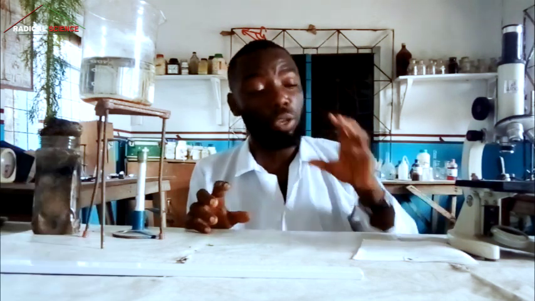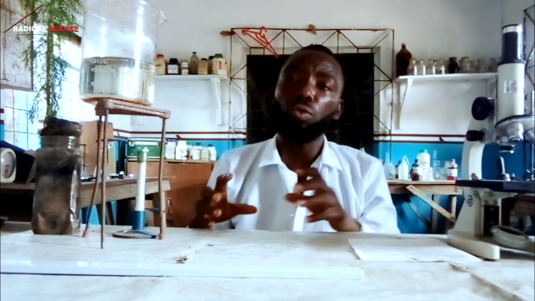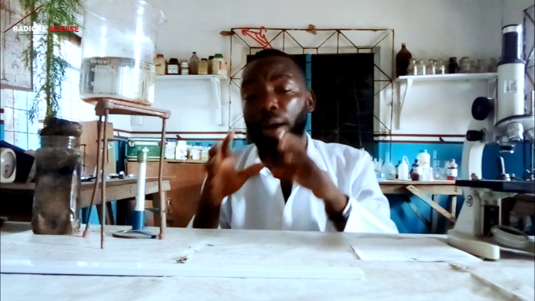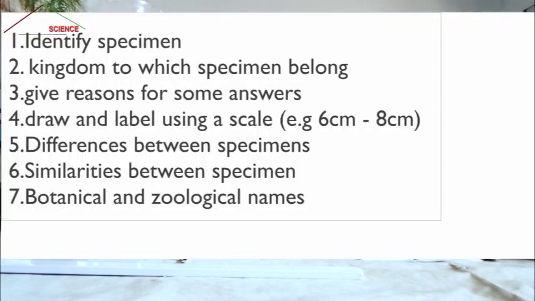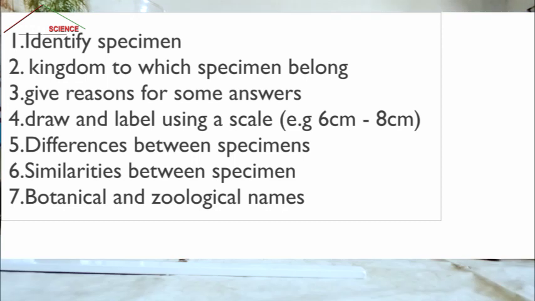The first thing we'll be looking at now is some of the critical questions, or terms, that are mostly used in biology practicals and how to tackle them. The first one here is identify specimen. It may be specimen A, specimen B, or specimen C. In this case, the identification simply means that you should name that organism, that is to say, write down the name of the organism.